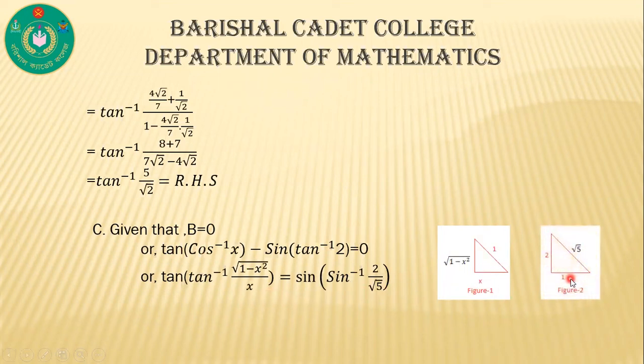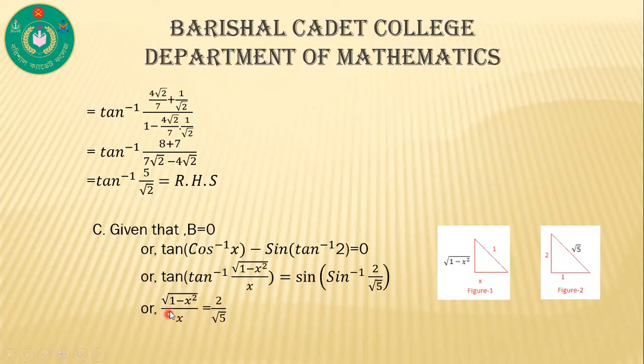And from the figure, we can write sin tan inverse 2. Tan inverse 2 means perpendicular by base. Here perpendicular 2, base 1. From Pythagoras, we can write hypotenuse root 5. Now convert tan inverse into sin inverse. Sin inverse means perpendicular by hypotenuse. Perpendicular here 2 and hypotenuse root 5. Now tan inverse cancels and sin inverse cancels.